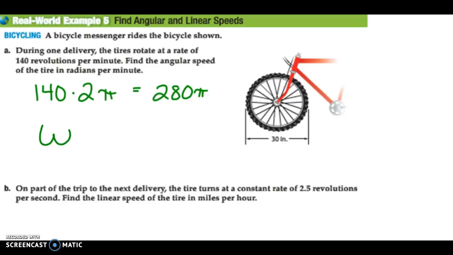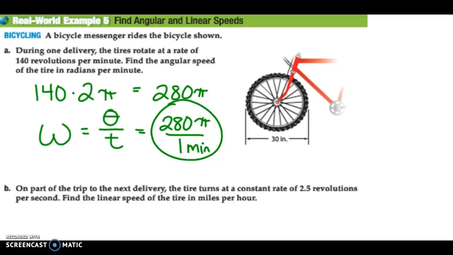Then we look at our equation. 140 revolutions in 1 minute. In radians, that's 280 pi over 1 minute. So if you were going to simplify that any further, this could be your answer, but if you wanted to get a number for it, you take 280 times pi divided by 1. That reduces to approximately 879.6 radians.